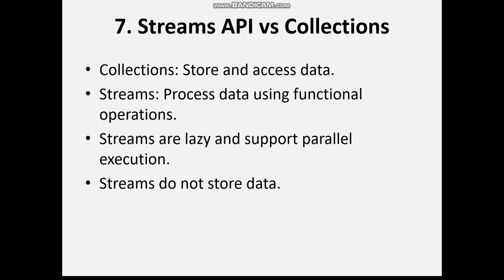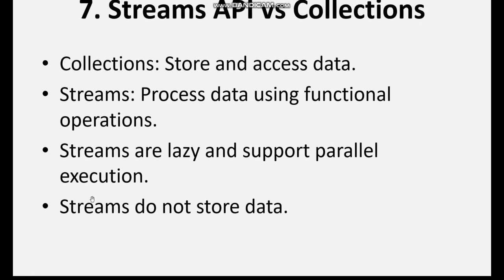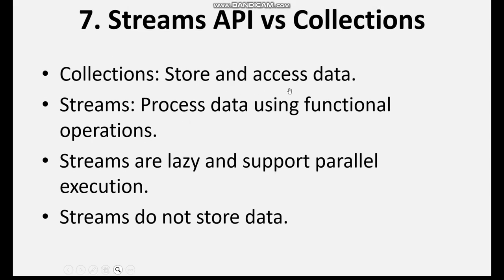Okay. So the next question is Streams API versus collections. Basically collections store and give access to the data. Stream processes data using functional operations. Streams are lazy and support parallel execution. Streams do not store data. That is true, a stream will never store the data, but a collection will store the data.